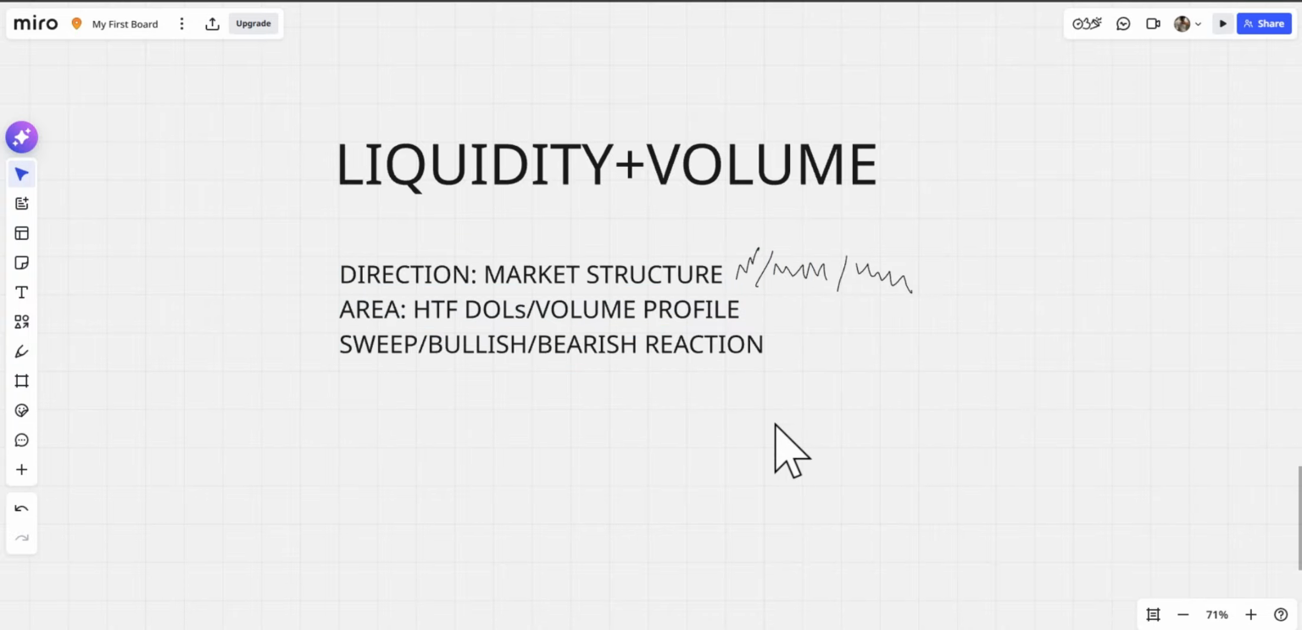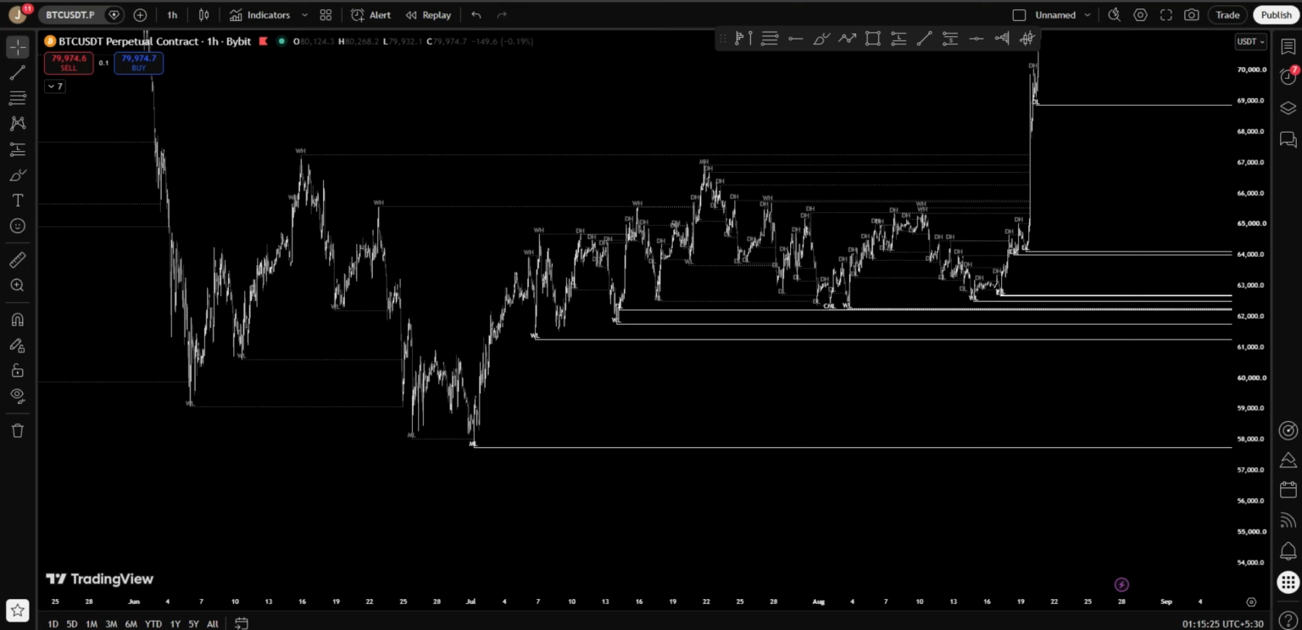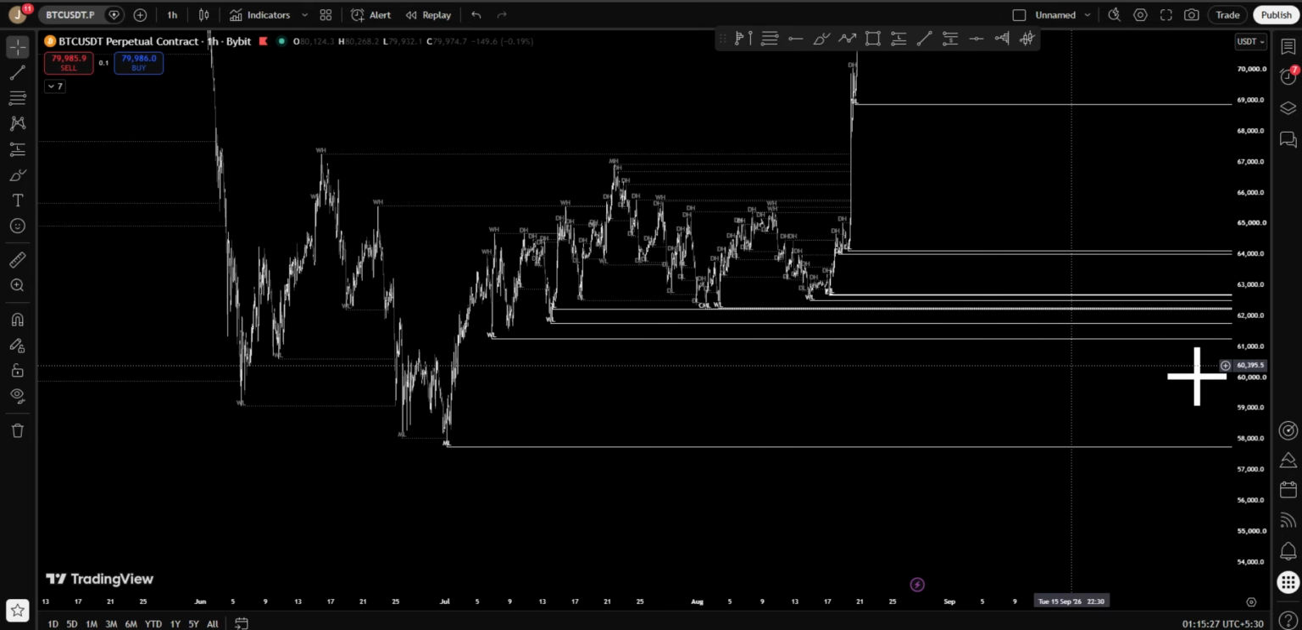Now, for finding the area, you need to find higher time frame draw on liquidities and use volume profile: value area high, value area low, and point of control level. Alright, I know it sounds confusing right now. It'll get simple when I move on to my charts. And for the entry trigger, we'll be using liquidity sweeps or bullish and bearish reaction around our point of control, simply the area where we are interested in trading. Now let's move on to the chart.